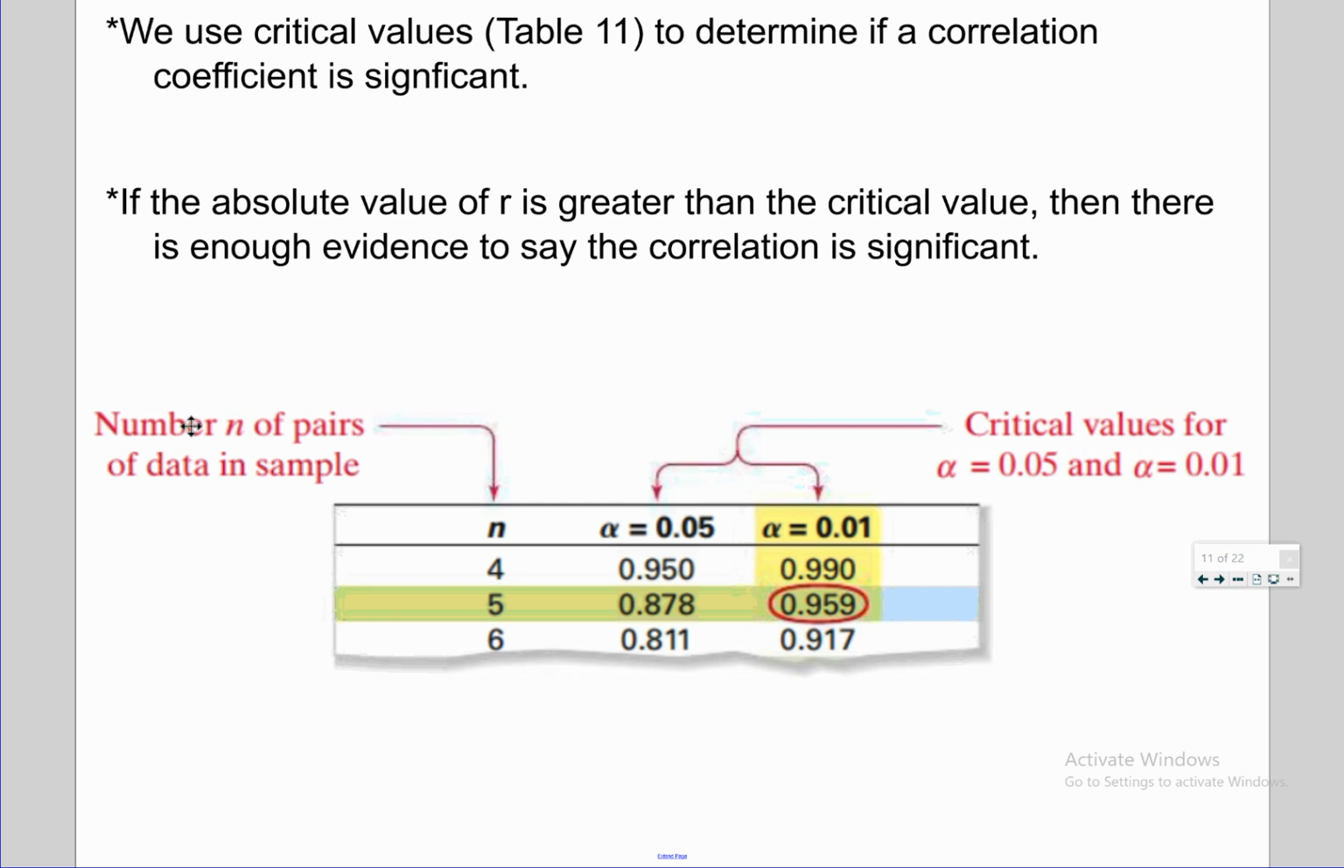Okay, so if the absolute value of R is greater than that critical value you find in your table, then we say that the correlation is significant. If it's less than it, we say it is not significant. And what we want to happen is we want it to be significant. That tells us there's that relationship between the variables. Okay, so we're going to do this with the problem that we did yesterday together.